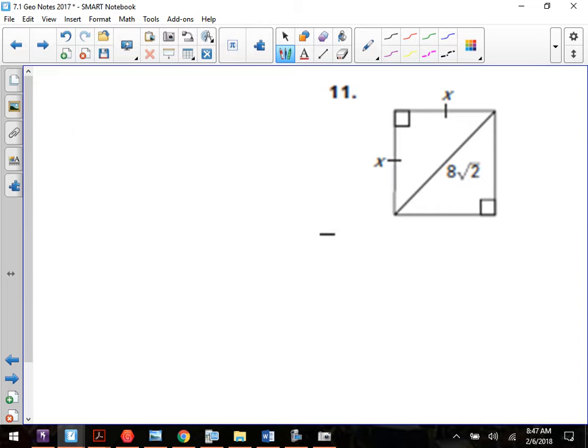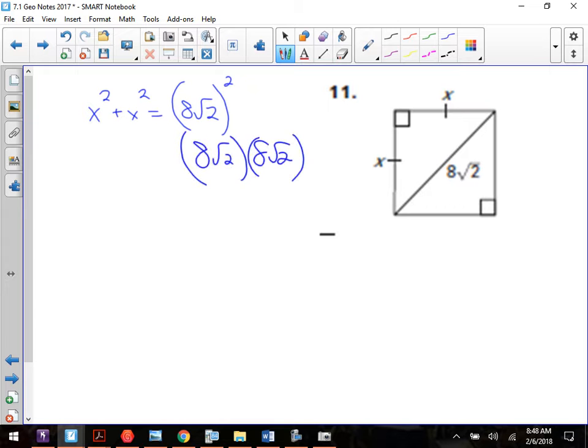So you wind up with x squared plus x squared equals 8 root 2 quantity squared. And that's the trick. Anytime you've got a number in front of a radical, when you go to square it, you have to put it in parentheses, because the calculator won't do it correctly unless it has parentheses. Remember, junk squared means junk times junk. So this is equivalent to saying 8 root 2 times 8 root 2.